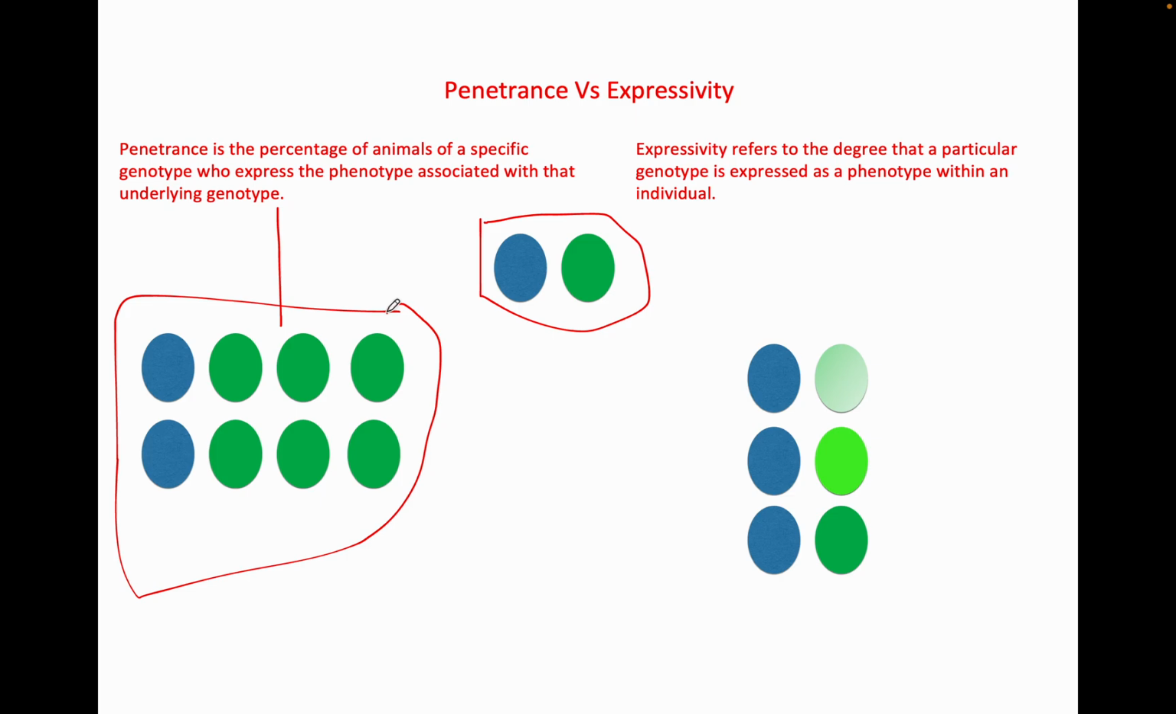While expressivity refers to the degree that a particular genotype is expressed as phenotype within an individual. For example, this is a deleterious mutation and it is bringing a phenotype. Now, how severe that phenotype is, that is the expressivity. So penetrance is a phenomenon related to population, and expressivity is a phenomenon related to an individual. Penetrance is the percentage of animals of a specific genotype who express the phenotype, while expressivity is the degree that a particular genotype is expressed.